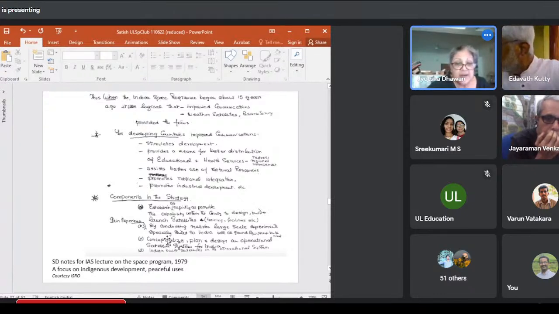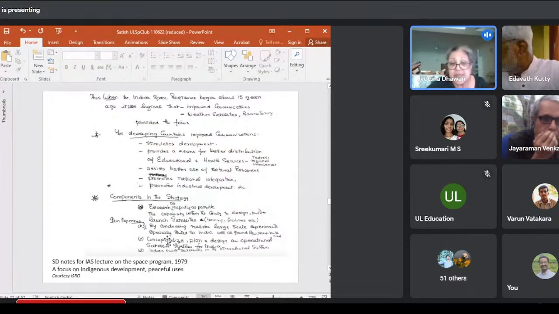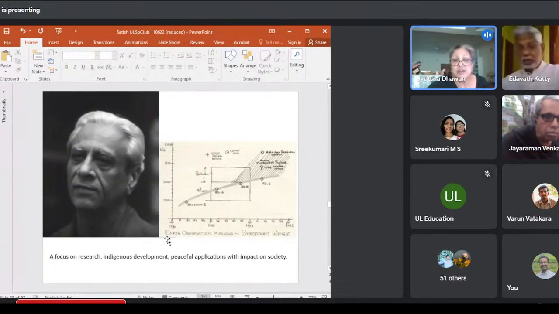No word processing programs in those days. His focus was on indigenous development, peaceful uses of technology. Shown here is his hand-drawn graph for the Earth observation missions. He's drawn a graph based on which year versus the size of the payload that was to be launched. You can see they're all peaceful applications with an impact on society.